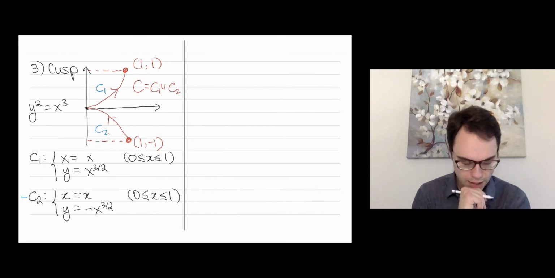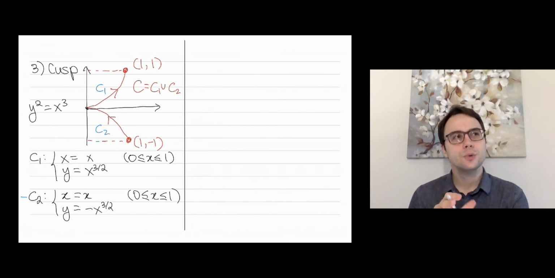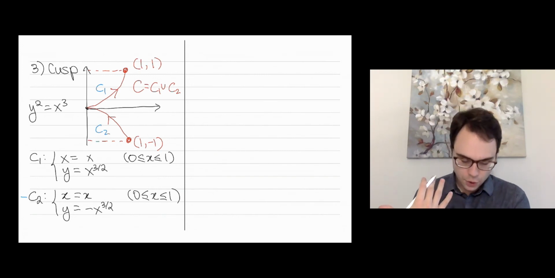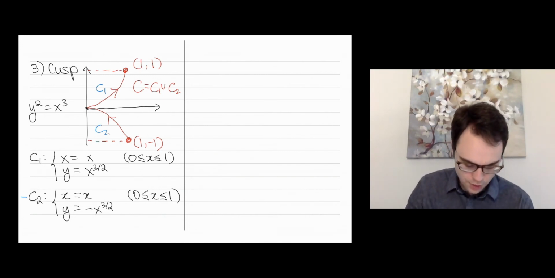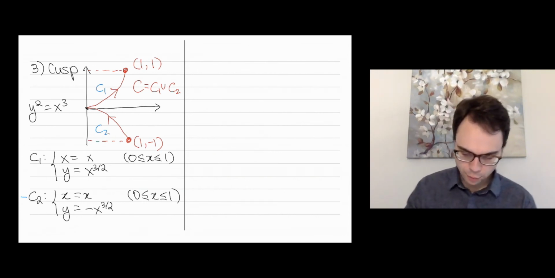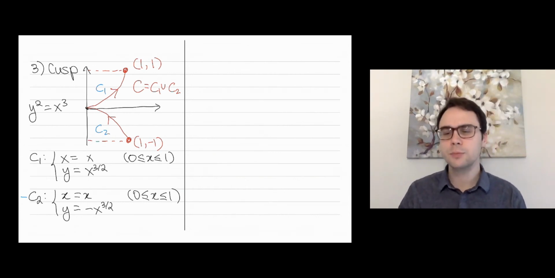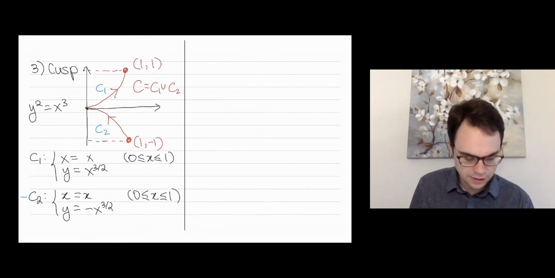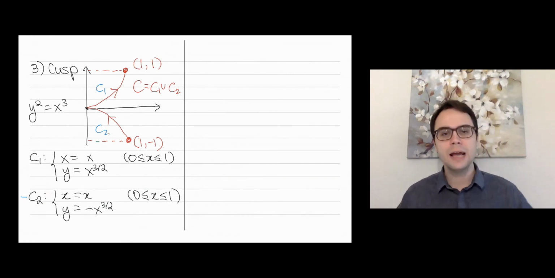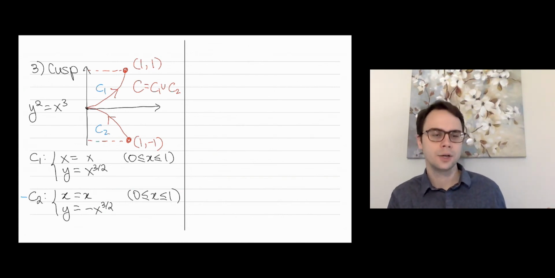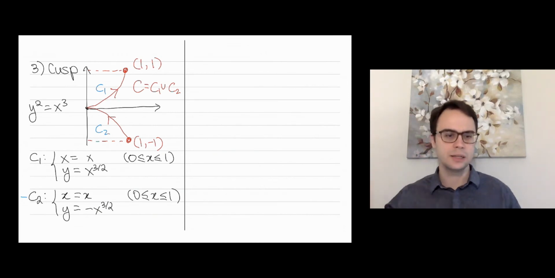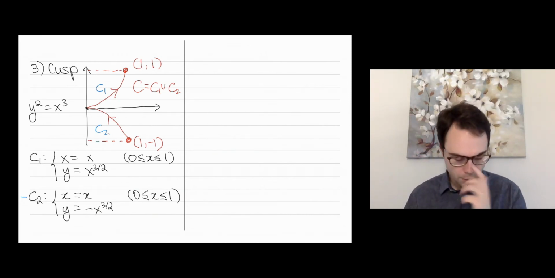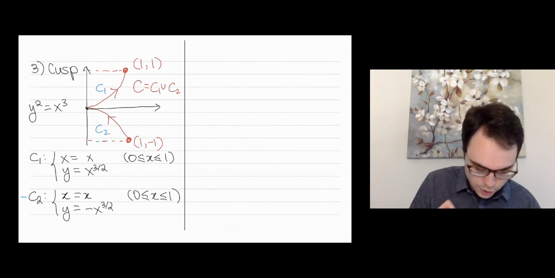This is something you could fix by changing the parameter, but you probably don't want to. For many purposes, if you know a parameterization of minus the curve, you can do the calculation with that, for the opposite orientation, and then just flip a sign at the end for your answer. But if you really want a parameterization of C2, here's what you do.